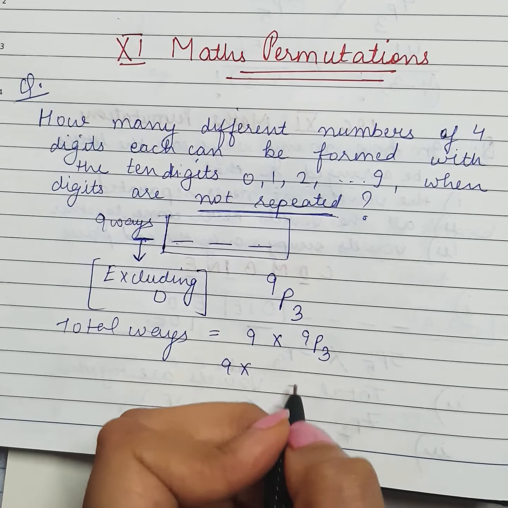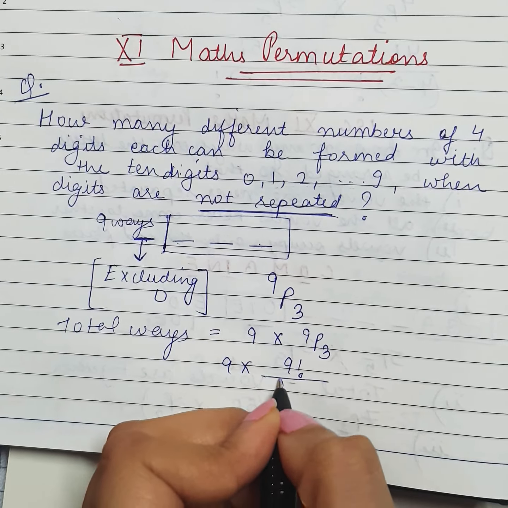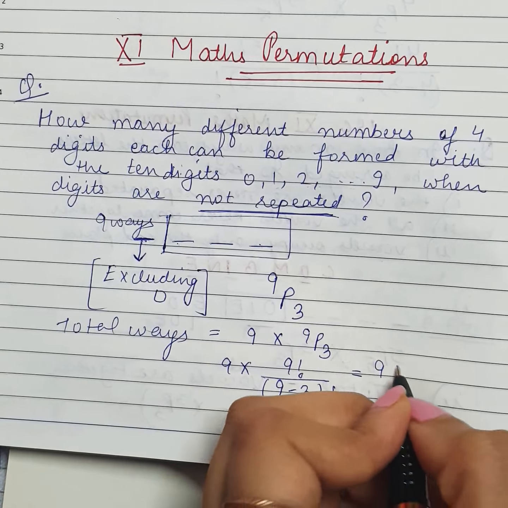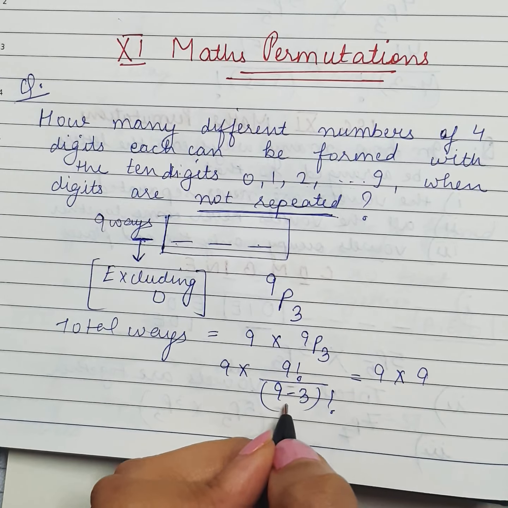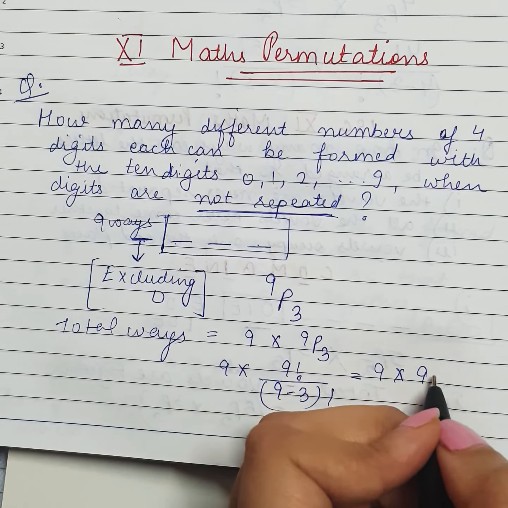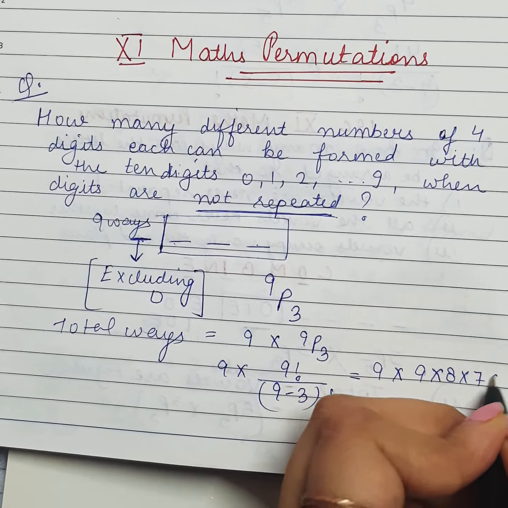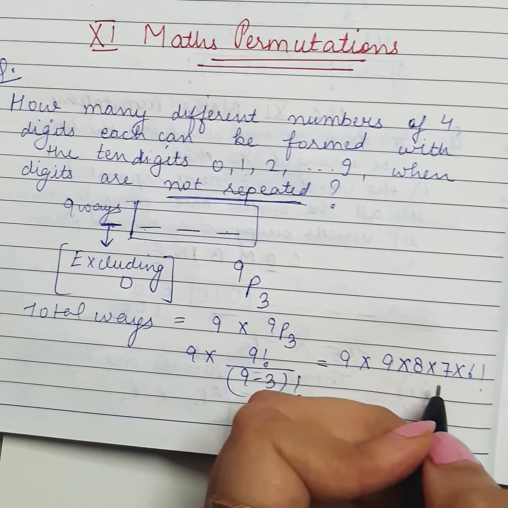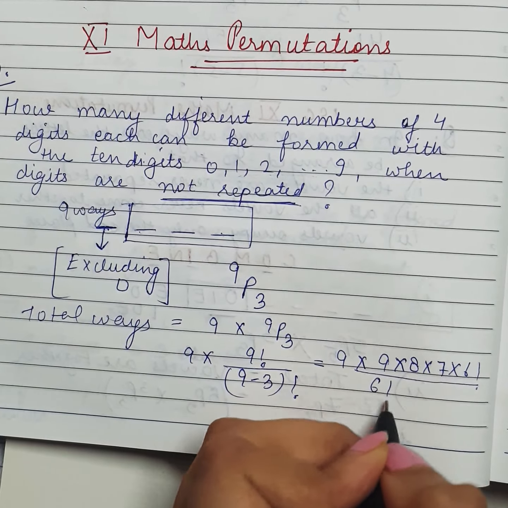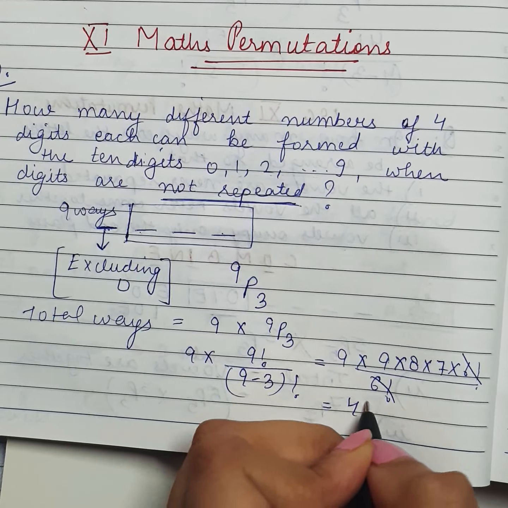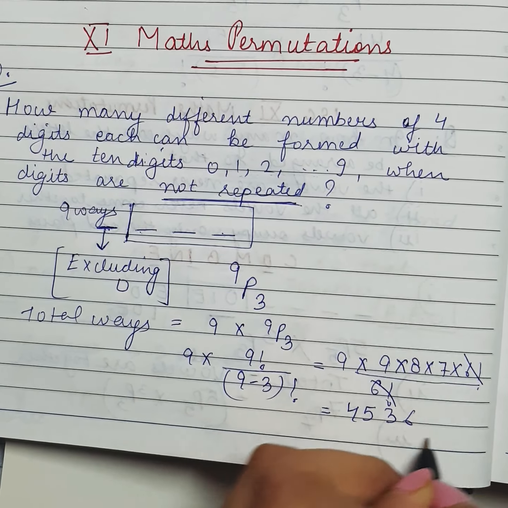So 9P3 means 9 factorial upon 9 minus 3 factorial. So 9 into, 9 minus 3 is 6, so we will boil it down to 6. 9, 8, 7 into 6 factorial upon 6 factorial. Now multiplying all of them we will get the answer 4536.